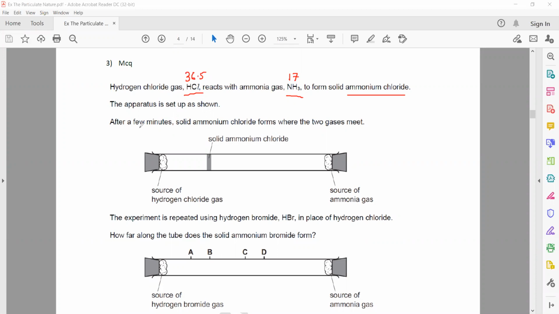After a few minutes, solid ammonium chloride is formed at this position. Now they're saying the experiment is repeated using hydrogen bromide. What is the mass of hydrogen bromide? Bromine is approximately 80 and hydrogen is 1, so it is 81. The question is: how far along the tube does the solid ammonium bromide form? So where will ammonium bromide form? A, B, C or D? That is the question.